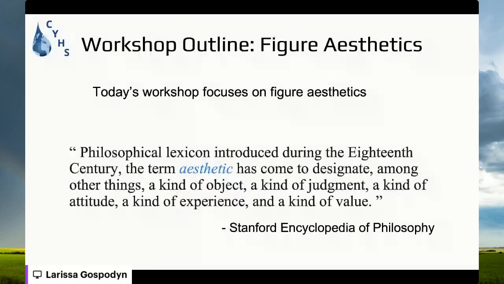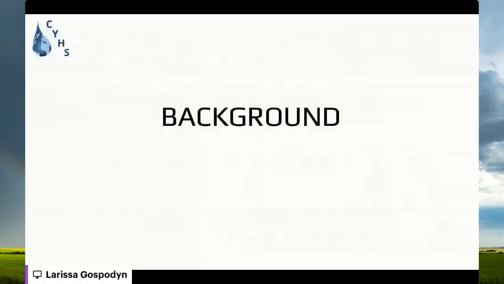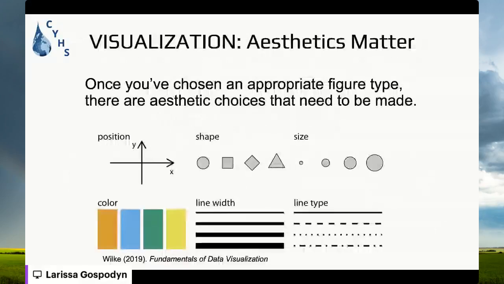Okay, so hi everyone, my name is Larissa. I'm just going to give you a little background to set the stage and get our minds thinking about figure aesthetics. So I'm just going to go over why aesthetics matter in figures. We're going to approach this workshop today with the assumption that you've already chosen a type of figure, and that it's an appropriate figure type. But there's still a lot of choices that you need to make with aesthetics. So things like where you position objects or labels, different symbol shapes, different colors, if you're using a line, if you're using styling. And so we're going to look at those things.